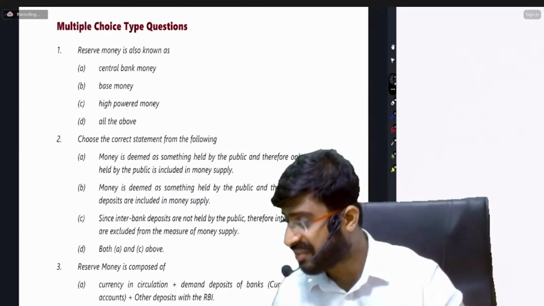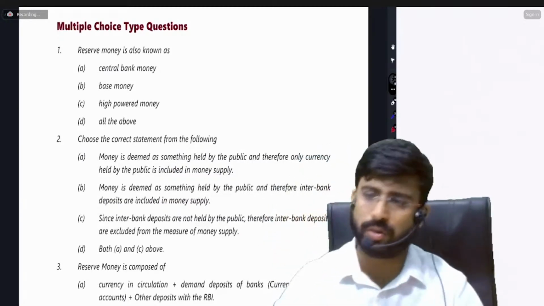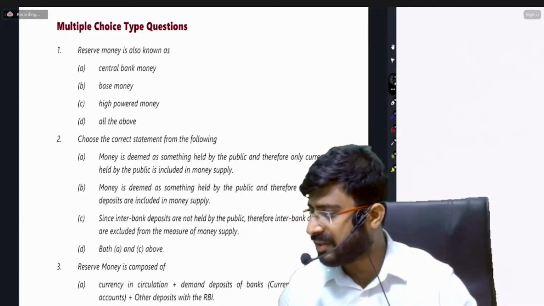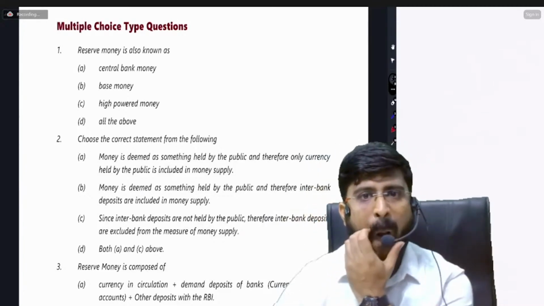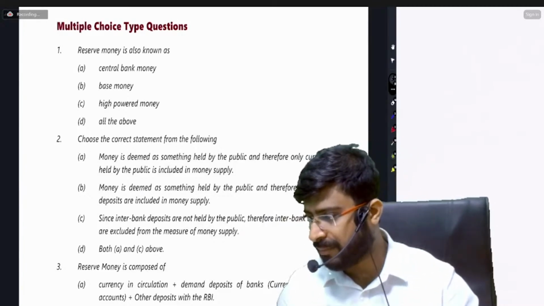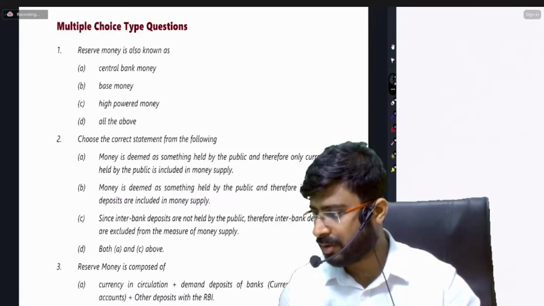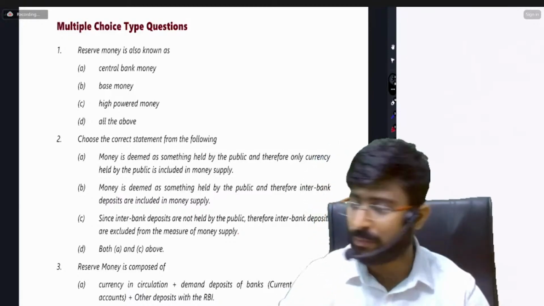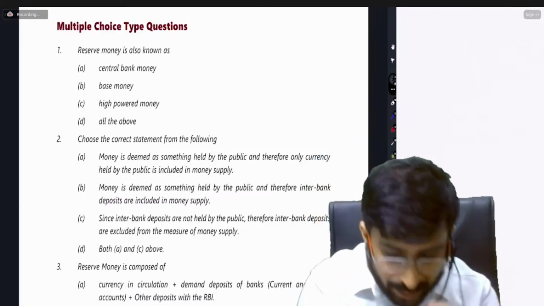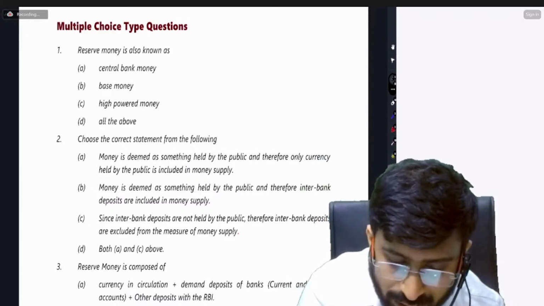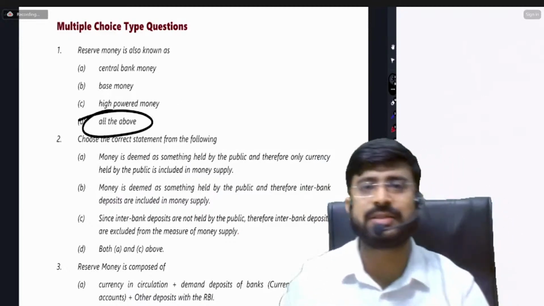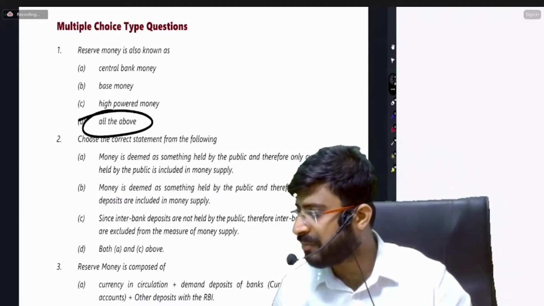Reserve money is also known as. I have done this question just now. If you have forgotten, very bad. Very good to see that all of you remember that reserve money is known as central bank money, base money, high powered money, all of these. Just now I have made you write it.